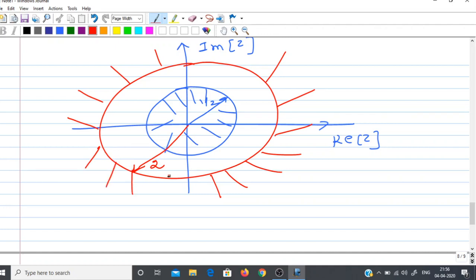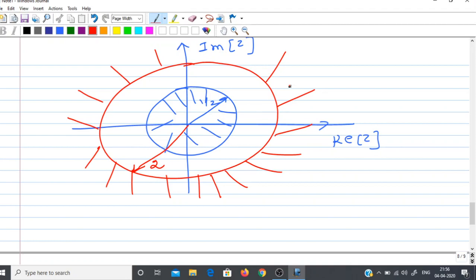Now, can you give me the region where both are overlapping? See, there is no such region. We can't have a region which is less than half and also greater than 2, which is common. Means what?